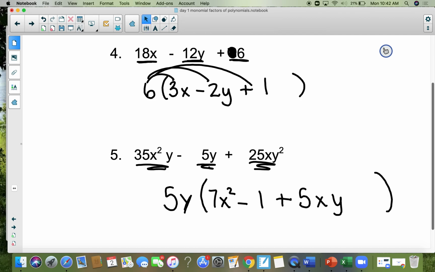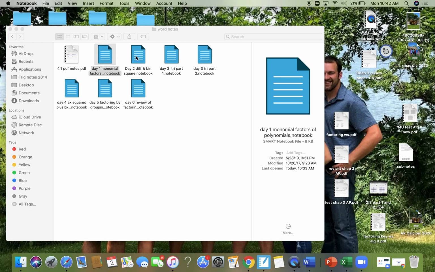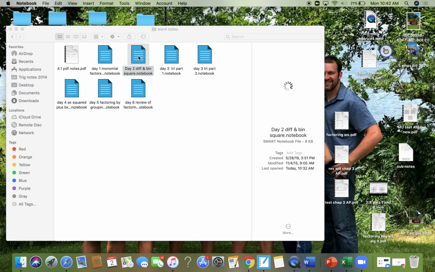That was the first way of factoring. Now comes the second way. So I want you to come out of there, and I want you to go to day 2. And this is the second way. And these are on the same worksheet. So that's why you're doing both of these today.